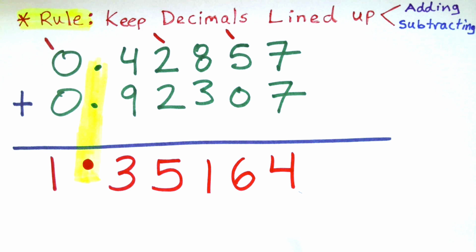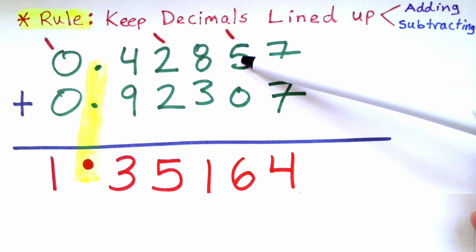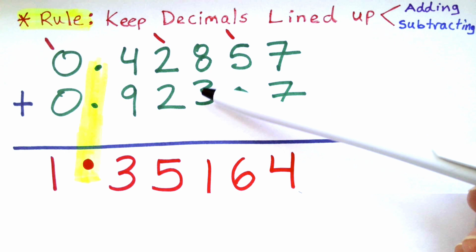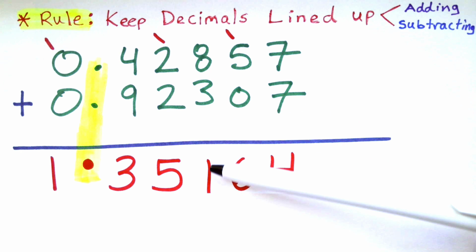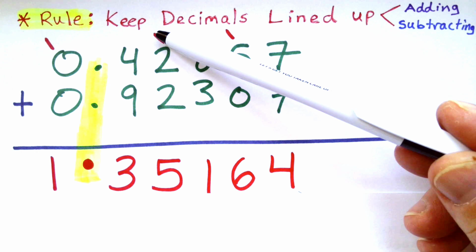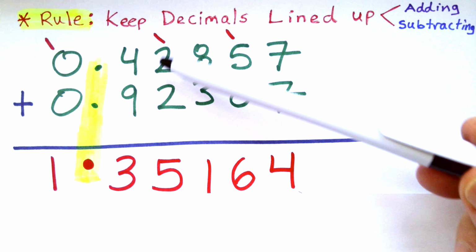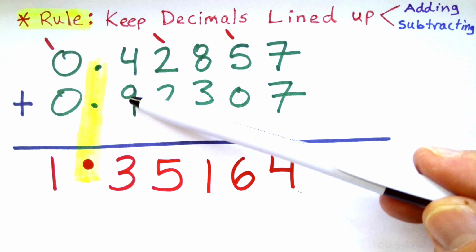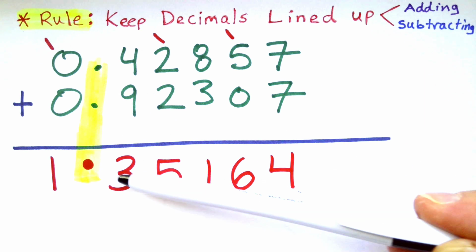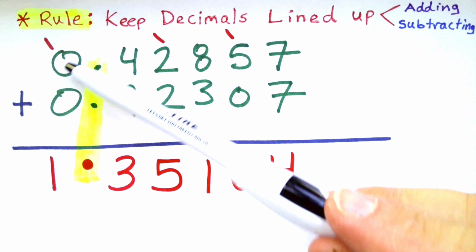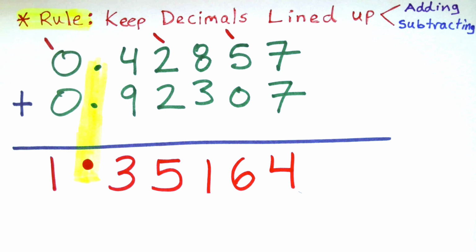And let's add the digits, right? So 7 plus 7 is 14. I'm going to carry the 1. 5 plus 1 plus 0 is 6. 8 plus 3 is 11. Put the 1 down, I carry the 1 in the tens place. 2 plus 2 is 4, plus 1 more is 5. 9 plus 4 is 13. I put the 3 down, I carry the 1. And 1 plus 0 is 1.